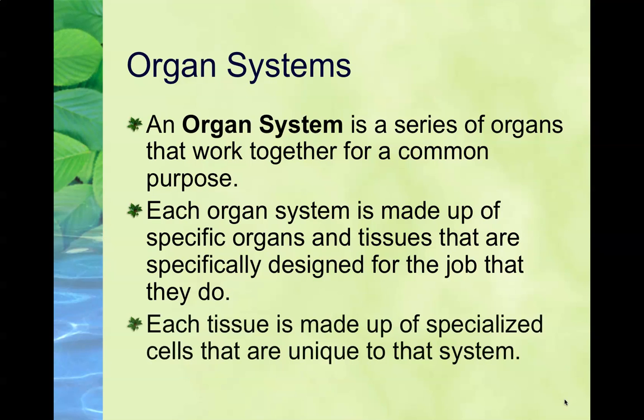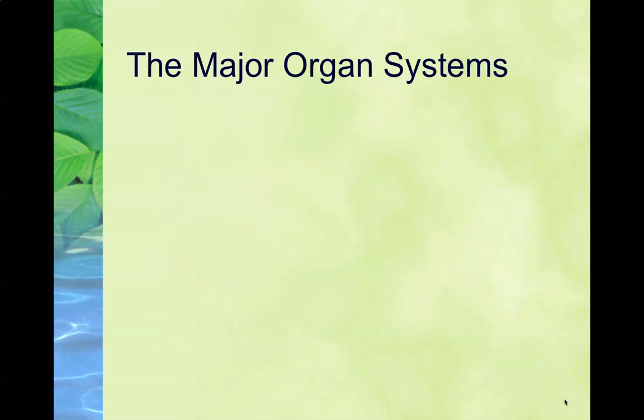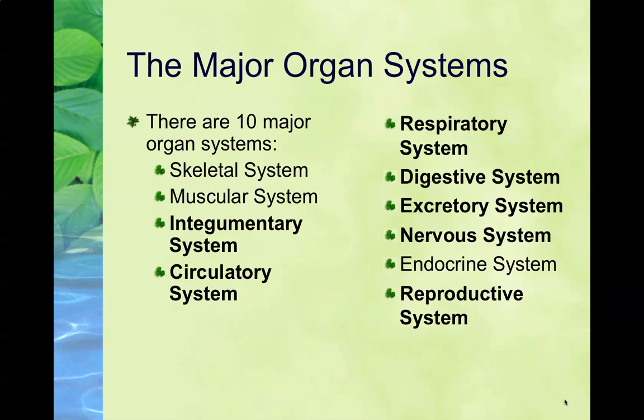Finally, each tissue, again, is made up of specialized cells that are unique to that system. And there's a process called histology where we could basically look at cells and tell where in the body they came from. The major organ systems that we're going to consider are the skeletal system, the muscular system, the integumentary system, the circulatory system, respiratory, digestive, excretory, nervous, endocrine, and the reproductive system. The reproductive system being the odd one out here because there are actually two different versions of it. You probably know what I'm talking about already.